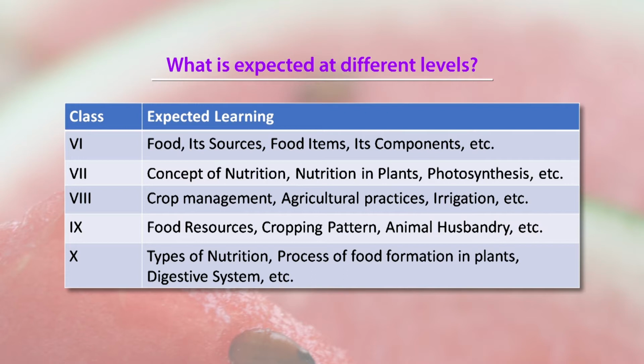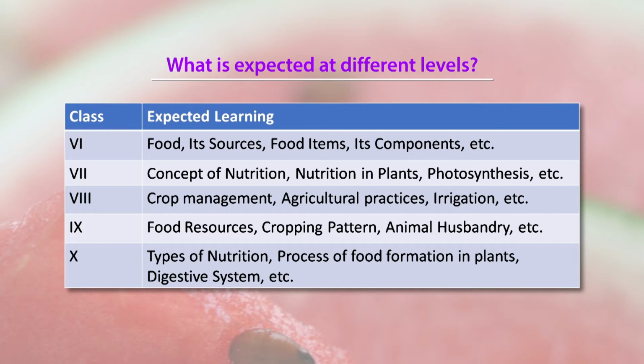the concept of photosynthesis, and different types of nutrition in the plants. Then for nutrition we require food. From where do we get food? Either from crops or from animals.